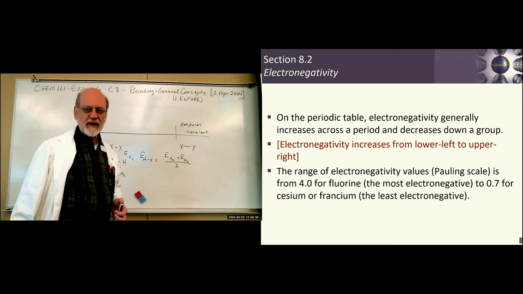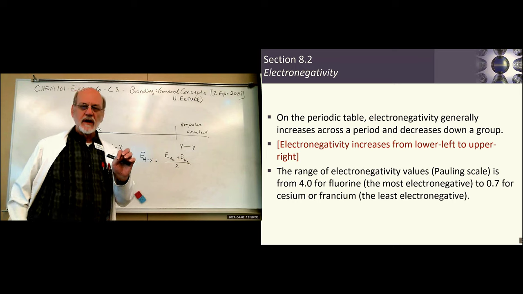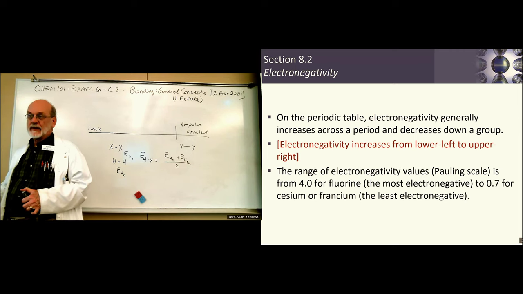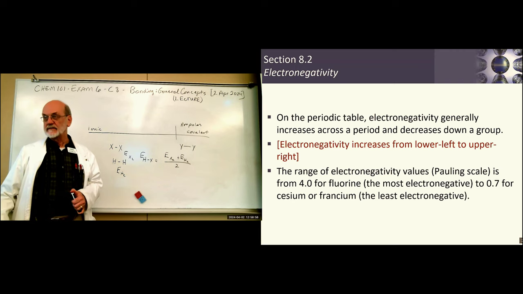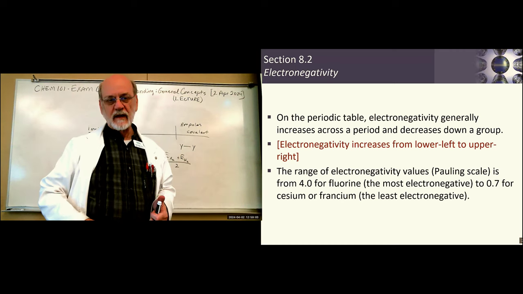Okay, so on the periodic table, the electronegativities generally increase across the period from left to right. So if we're in this period, then lithium is going to be the lowest electronegativity in that period, and fluorine is going to be the highest. We don't use these, right? Because they don't form bonds, typically. So we don't even consider the noble gases at all. At least not in the Pauling scale.